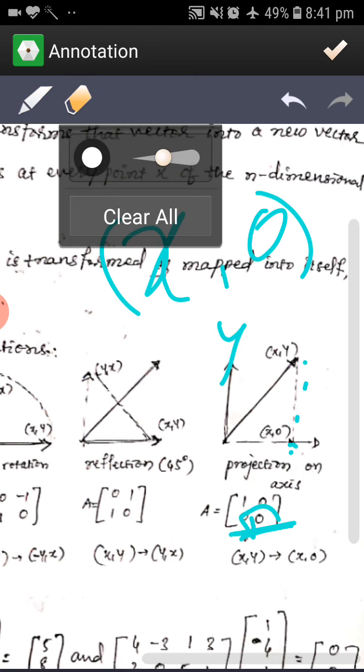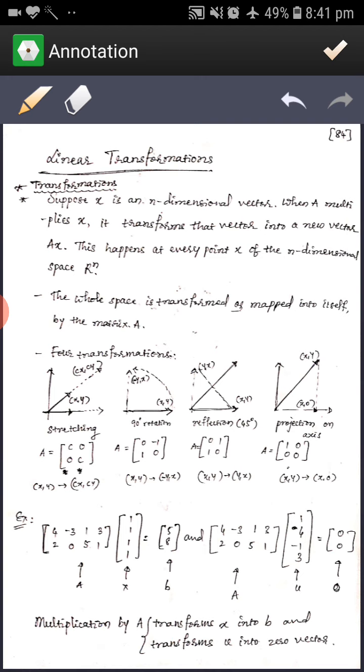Okay, so this image transformation we call a projection transformation, reflection transformation, 90-degree rotation transformation, and stretching. These are the common transformations we are using here. Similarly here, as I said earlier, if it is A and x, then after the multiplication we will get b. Then we say that multiplication by A transforms x into b.